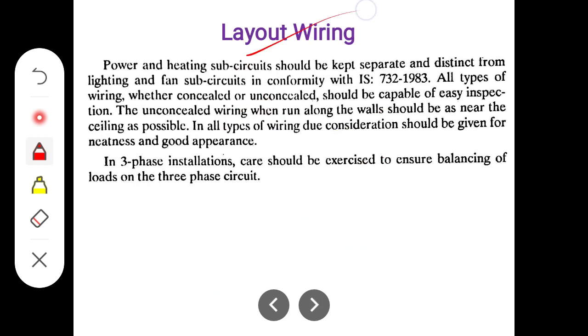First, the layout. Here we first need to draw the layout of the system. The lighting and fan circuit should be kept separate, as per Indian Standard 732, 1983. All types of wiring, whether concealed or unconcealed, should be capable of easy inspection. The unconcealed wiring should be run along the walls, as near to the ceiling as possible. In case of three phase installation, care should be exercised to ensure balancing of the load.